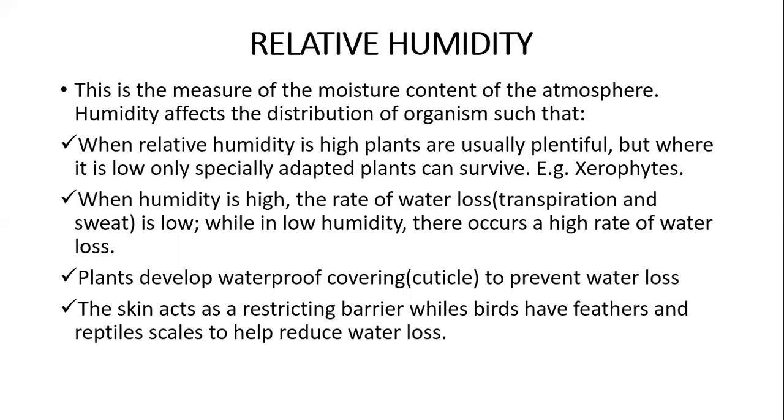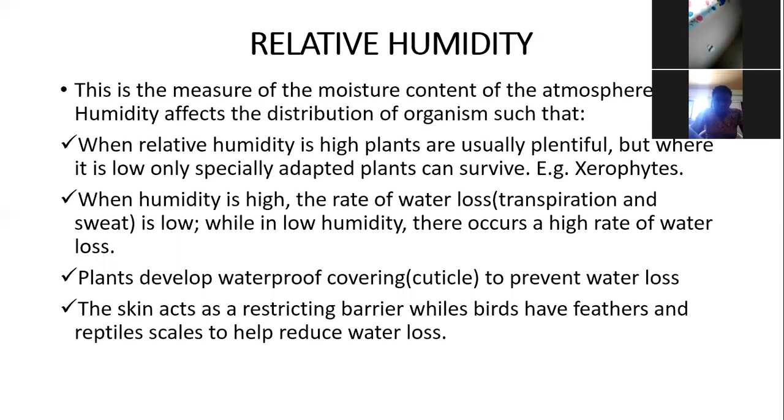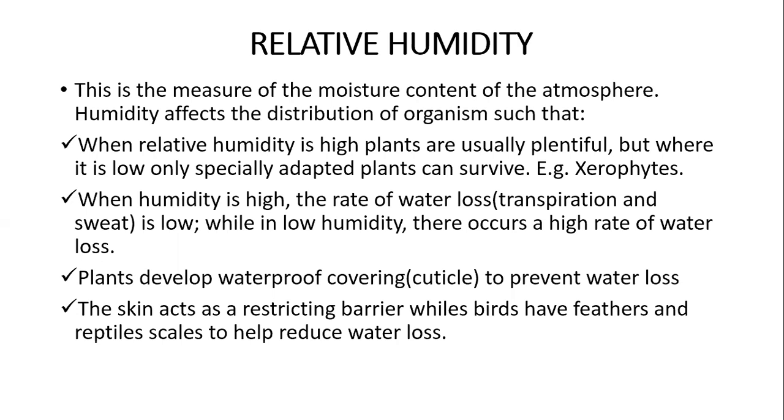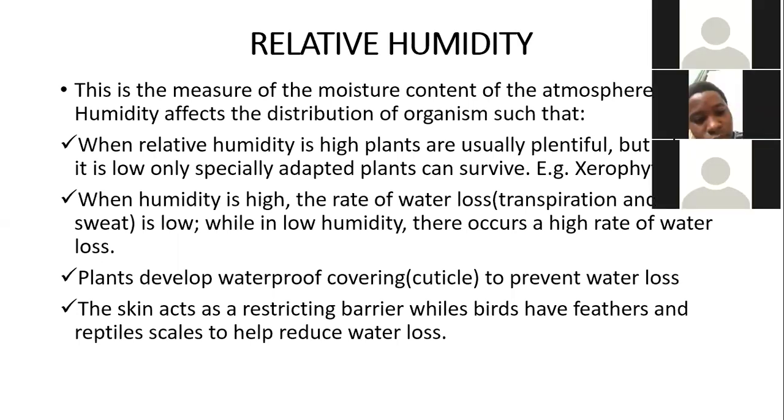Two, when humidity is high, the rate of water loss, that is transpiration in plants, is low. Plants lose water through the process called transpiration. Then sweat. So we are comparing the plants and ourselves. But at the point where humidity is low, there's a high rate of water loss. So there's a high rate of transpiration, and you start sweating. So when you are at a place where the environment enables you to sweat, it means there is low humidity where you are. So when the humidity is high, the rate of water loss is reduced or is low.